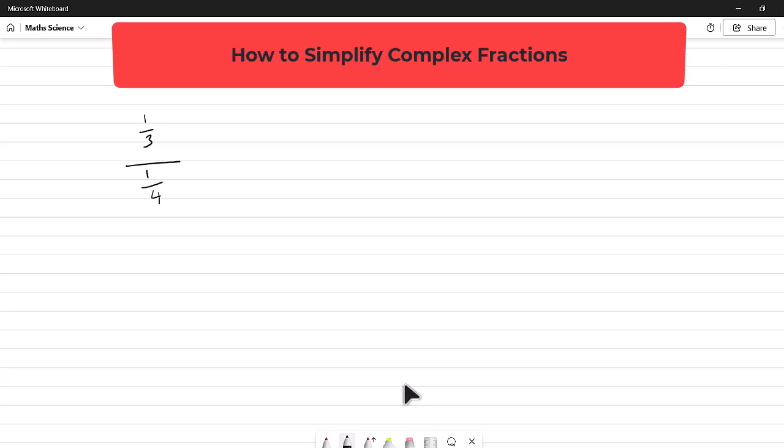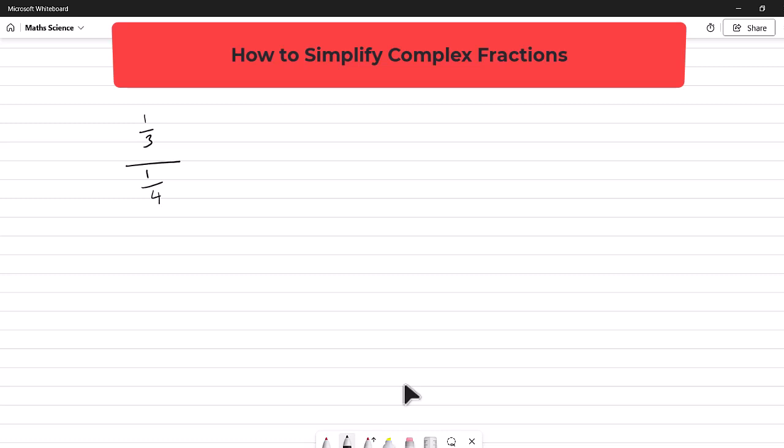Hey guys, welcome back. In this tutorial, we are going to learn how to simplify complex fractions. A complex fraction is one where the numerator or the denominator is a fraction itself. Here you see the numerator is 1 by 3 and the denominator is 1 by 4. So let's just start with this simple example.